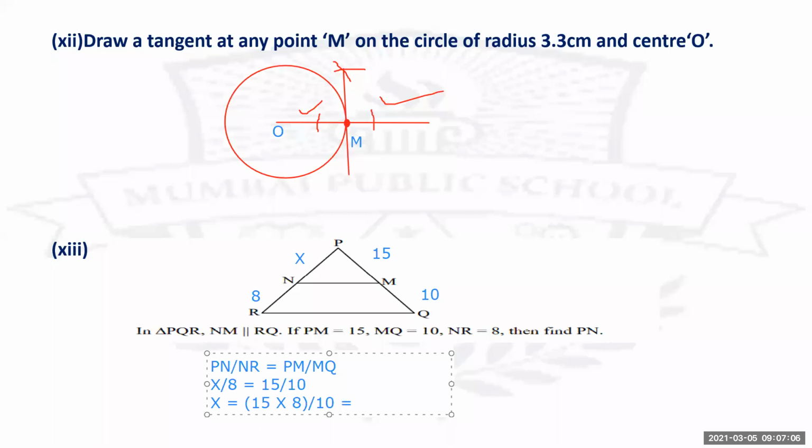Check. You can cancel 10 with 15 first. So 10 goes with 15: 5 twos are 10, 5 threes are 15. And then this 2 with 8: 2 ones are 2, 2 fours are 8. Understand? So your answer is 3 into 4. What is 3 into 4? 12. And you write that as units.